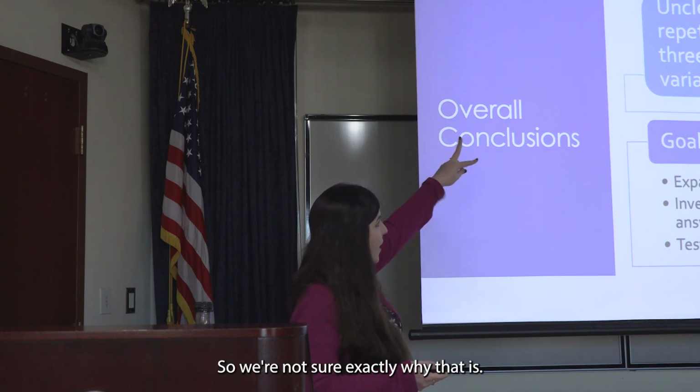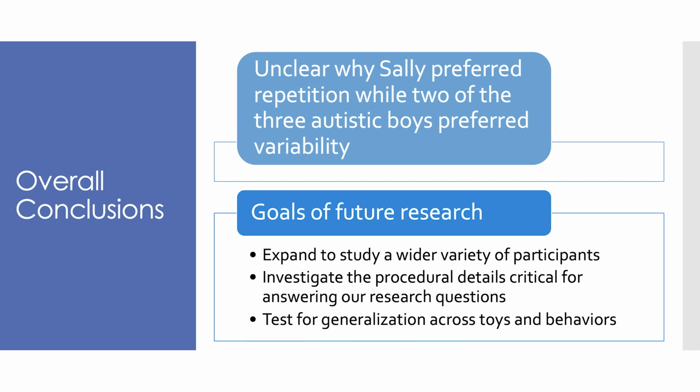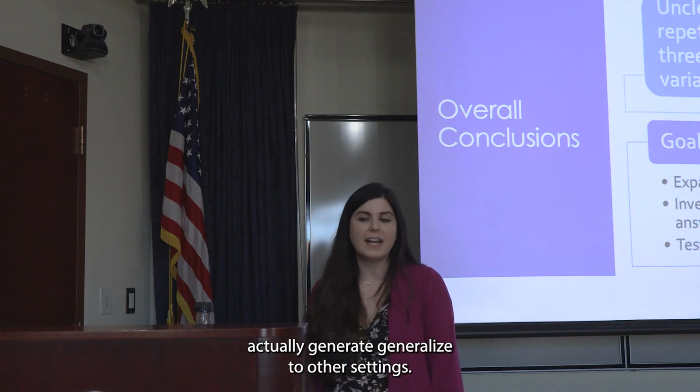So we're not sure exactly why that is, but our goals for future research are to look at a wider variety of participants, more neurotypical participants, different types of diversity, different genders, different ages would be great. Figure out what procedural details we actually have to have in order to make them learn this a little bit better. And one interesting thing, we want to see how this will actually generalize to other settings.